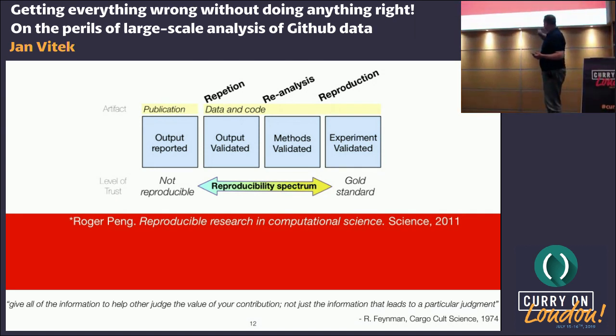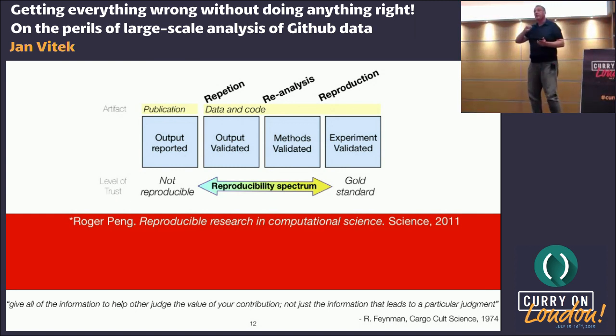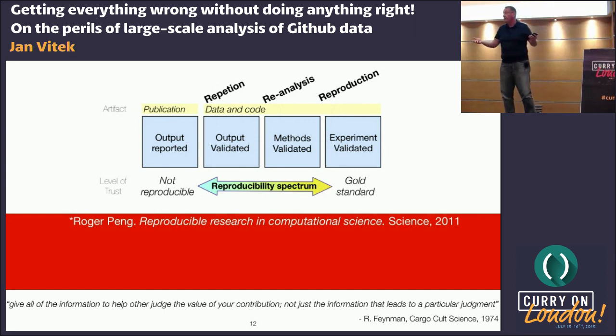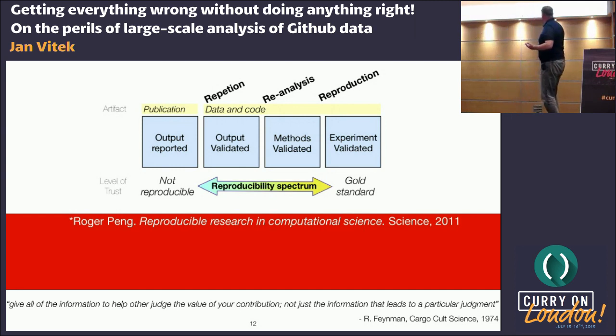And then you can do what is called a repetition. This is what the artifact evaluation committee does in our conferences. Basically, a repetition is you take the authors' code and their data, and you just rerun the thing, and you should get the same results. That sounds very weak, but you know, it's better than nothing. And then you can do a reanalysis where you take their data and code, but you tweak the methods, to see how robust the results are. Or you can do a full independent reproduction where you just redo the whole thing from first principles.